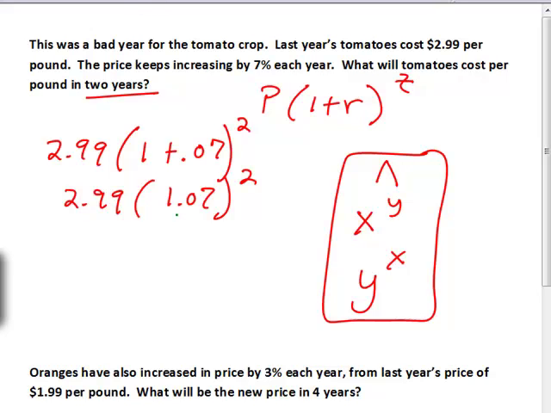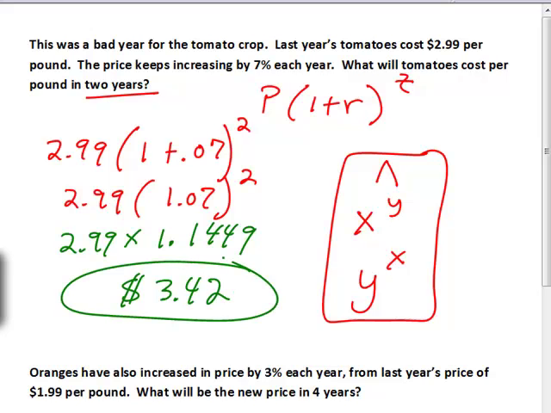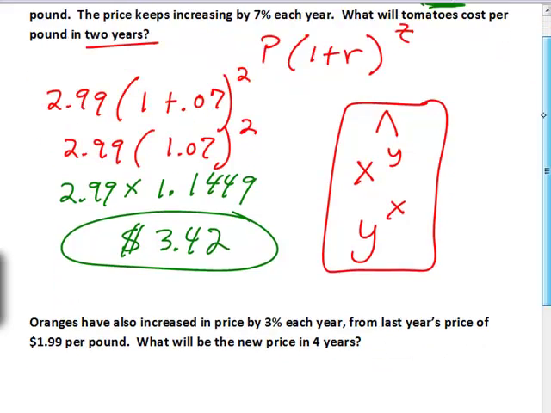So now, when I go 1.07 squared, my calculator gives me 1.1449. And then all I'm going to do is multiply that times $2.99, and you're talking about money, so you're going to round it to the penny, so your final answer is $3.42. So in other words, in 2 years, it originally went for $2.99. 2 years later now, those tomatoes cost you $3.42. And actually, at today's prices, that's a bargain.